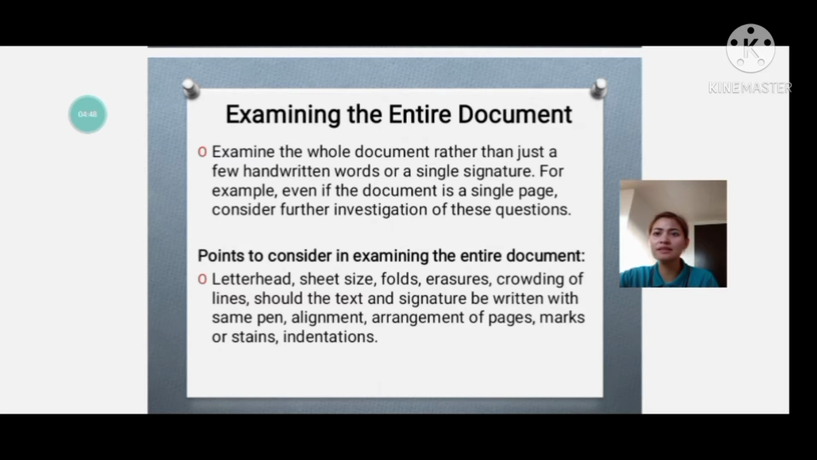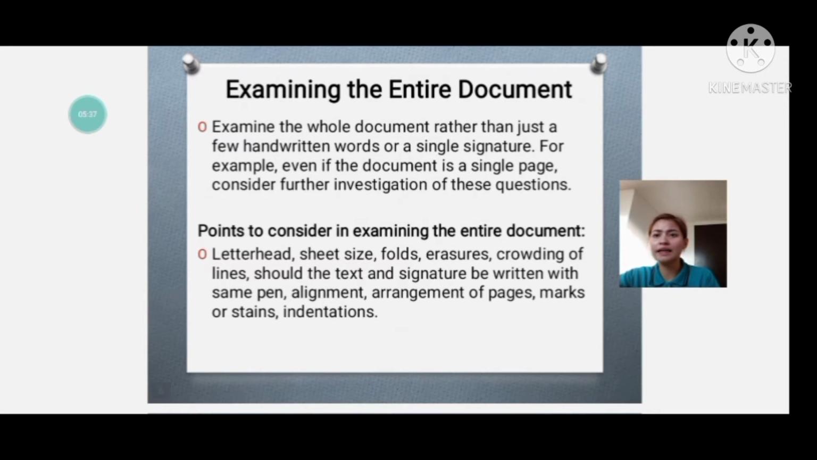Examining the entire document. Examine the whole document rather than just a few handwritten words or a single signature. For example, if a document is a single page, consider further investigation of these questions. Factors to consider in examining the entire document are: letterhead, sheet size, folds, erasures, crowding of lines, whether the text and signature were written with the same pen, alignment, arrangement of page, marks or stains, and indentations.